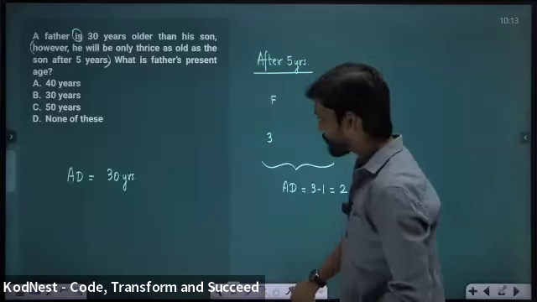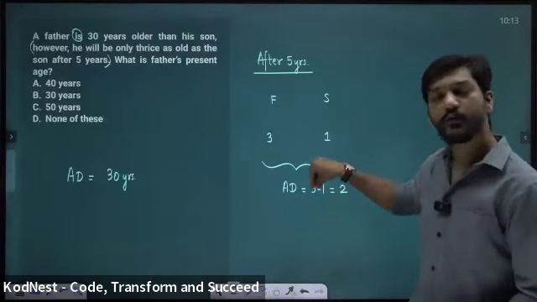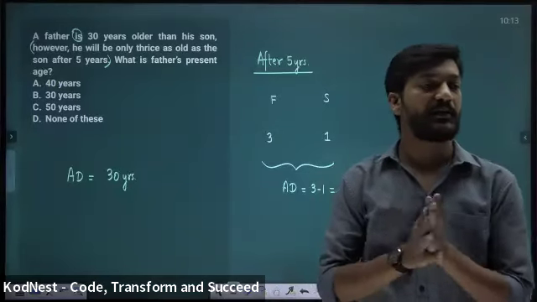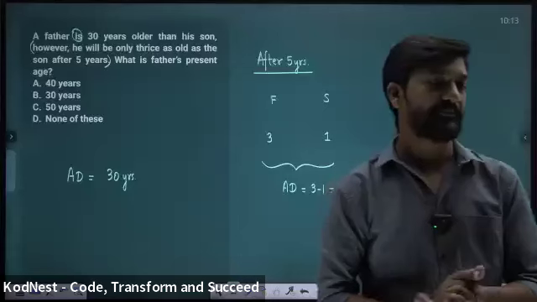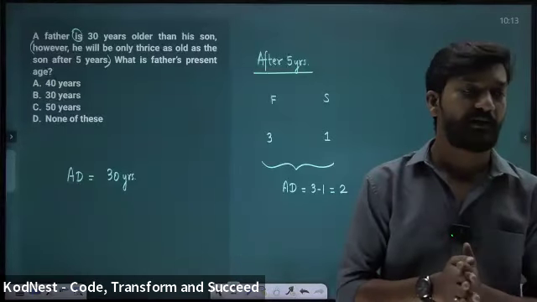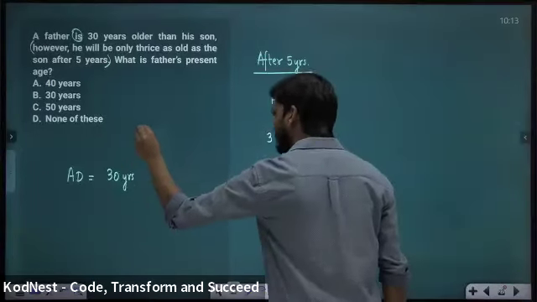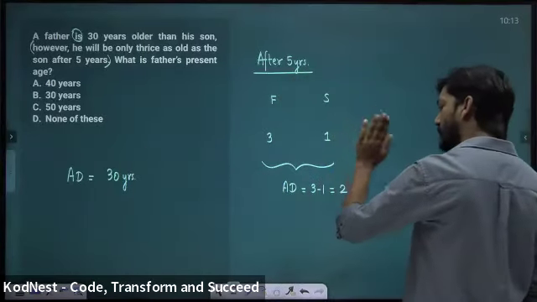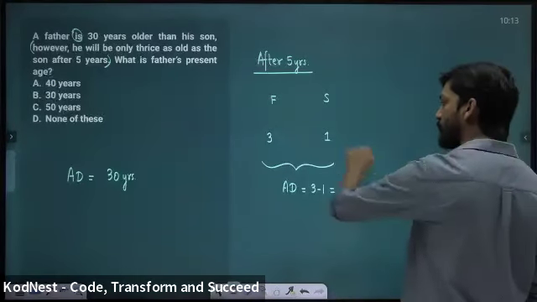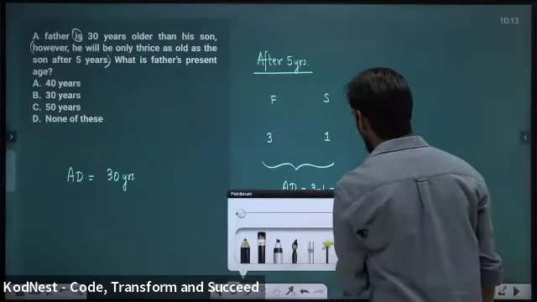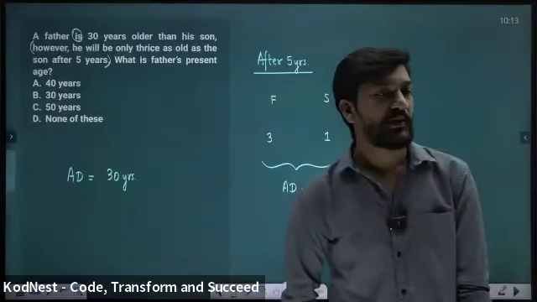All right. Can I take this 30 value in the future? Is it okay? Or will it be different? Yes, I can take it, because the age difference never changes. The age difference is 30, and in the future also it will remain 30. So I want 30. What should I multiply?